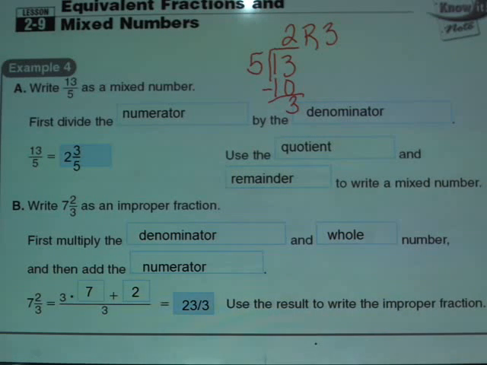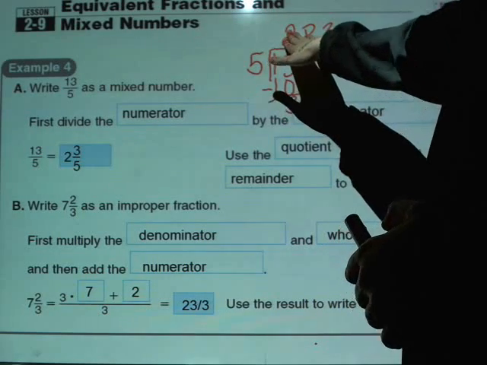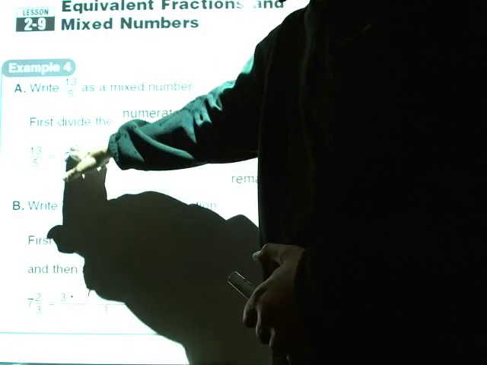All right, that's all I need to write my answer here. Okay. The quotient, the 2r3 here, the 2 is the whole number part of my answer in my mixed number.